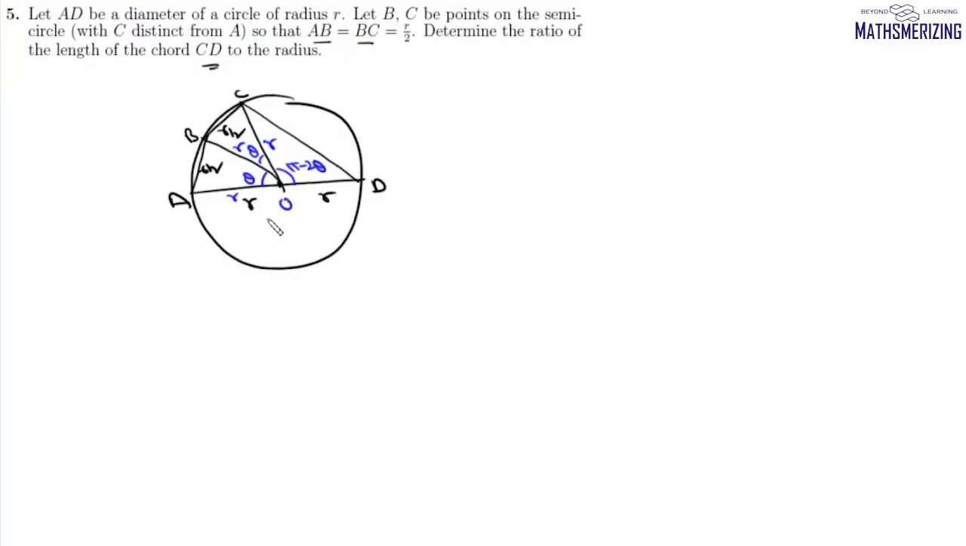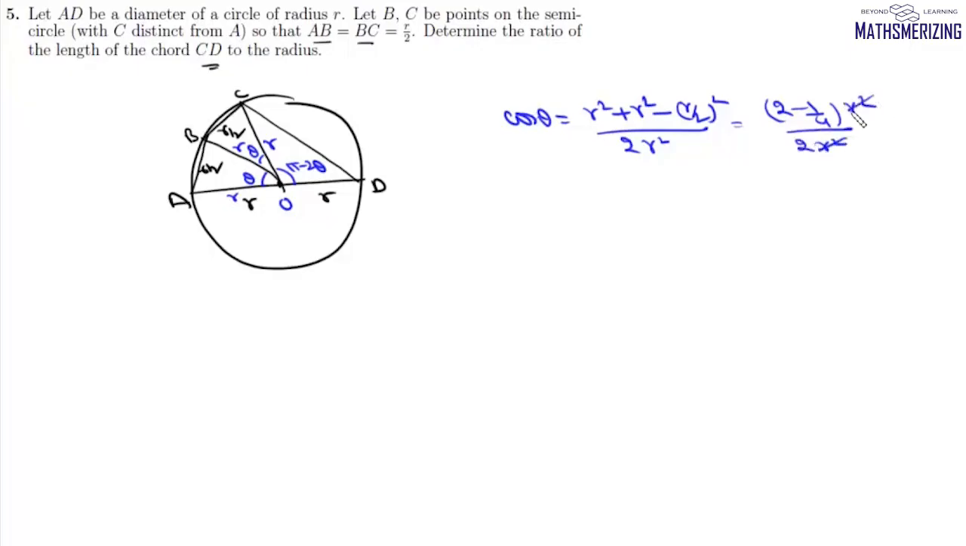Now in this triangle, say AOB, we can use the cosine rule to find cos theta, and cos theta will be r square plus r square minus r by 2 whole square upon 2 r square. So it will be 2 minus 1 by 4 r square upon 2 r square. So this r square will cancel. So it will be 8 minus 1, 7 by 8. So the value of cos theta is 7 by 8.